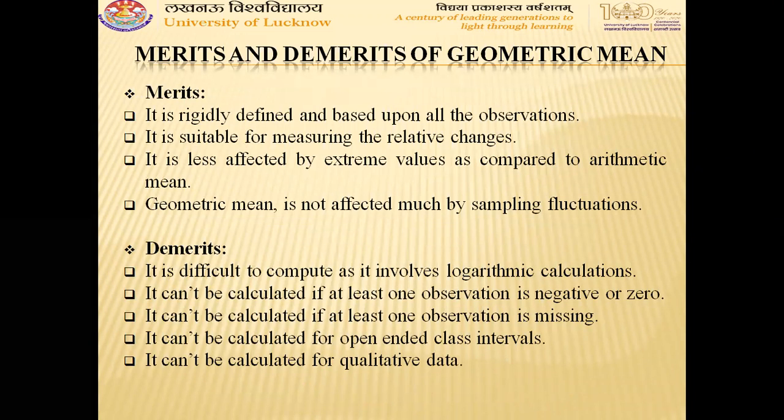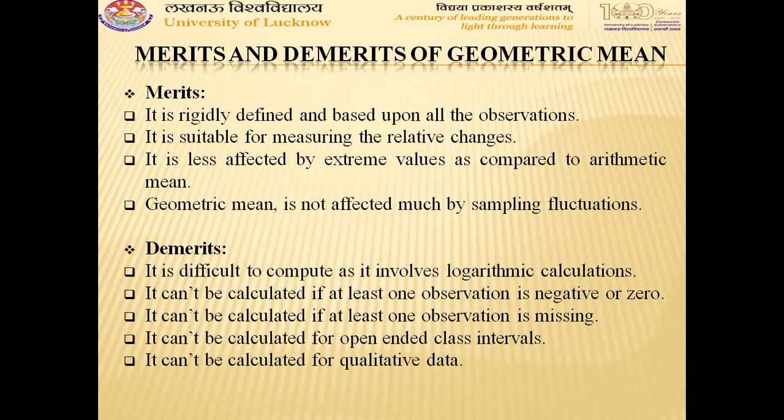Now again, each measure has certain properties or characteristics which are defined in terms of merits and demerits. So the merits of the geometric mean are that it is rigidly defined and based upon all the observations. Geometric mean is also suitable for measuring relative changes. It is less affected by extreme values, or you can say values which are very much high or very much smaller as compared to other variables, as it takes the nth root. And it is also not affected by sampling fluctuations.